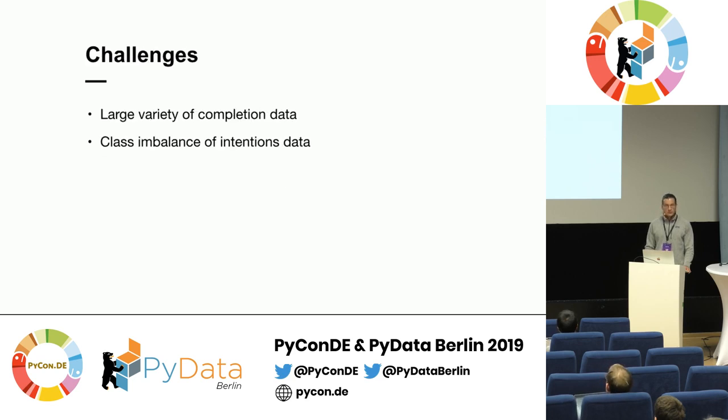So with this project, we also face some challenges, which are a large variety of completion data and the classical imbalance of intentions data, because the vast majority of our users don't use intentions at all, unfortunately. So we have an unbalanced problem, and we use oversampling to solve that.